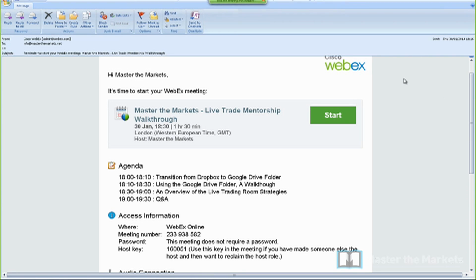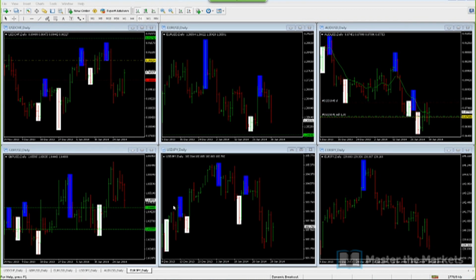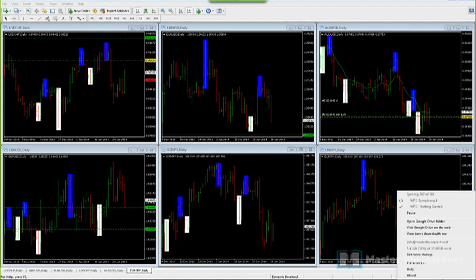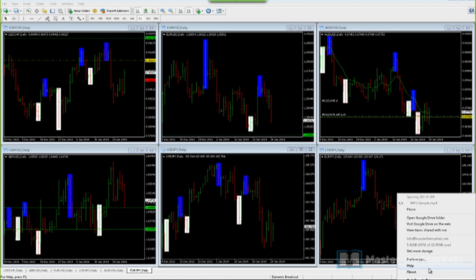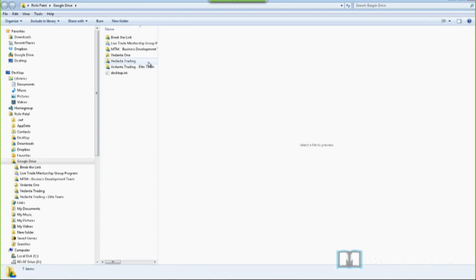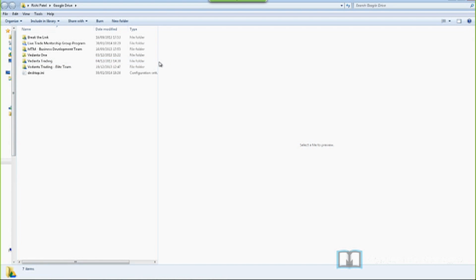Okay, so we've seen the agenda. We're clear about what we're doing. Let's kick things off this evening by looking at the transition over to the Google Drive folder. We're going to be using the Google Drive folder as we're going along from this point onwards. So what does that mean? It basically means that we won't have any more confusion with regards to the actual Dropbox folder.